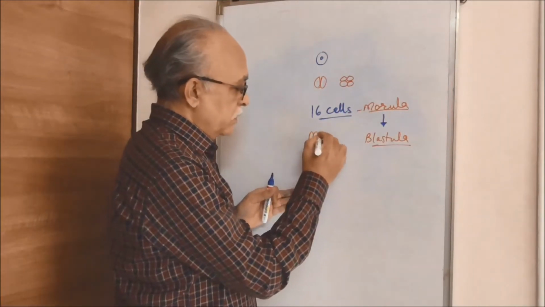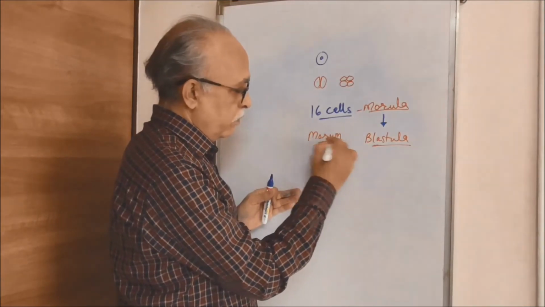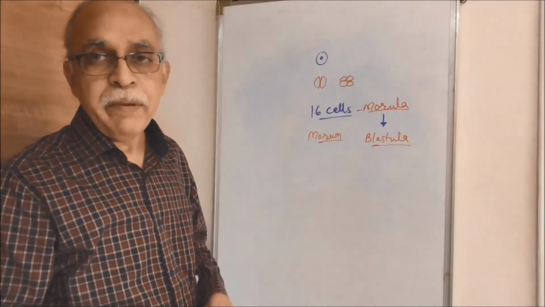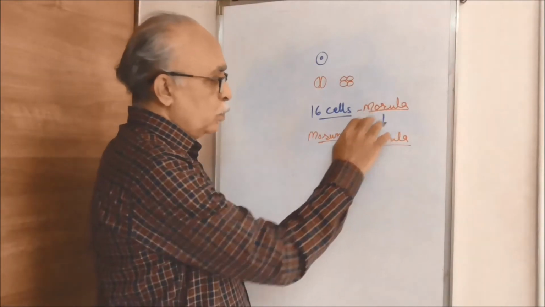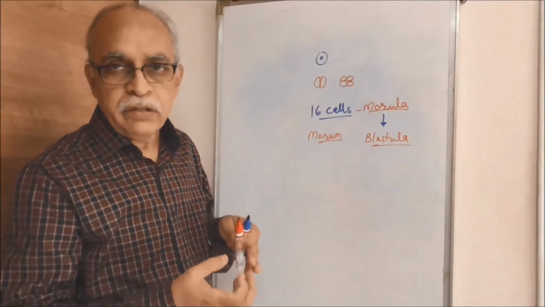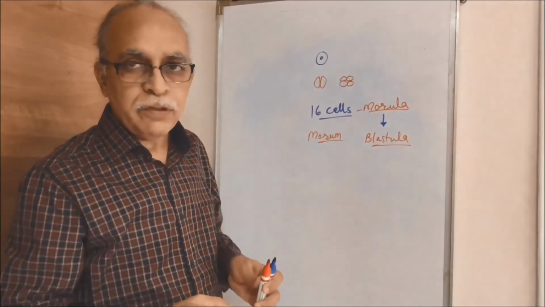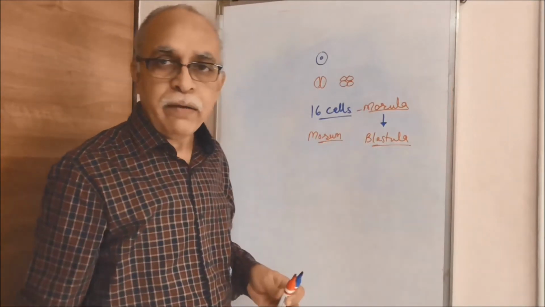Now let's know why it's called morula. Morum is a Latin word that stands for mulberry. So here it has a mulberry-like appearance. All cells almost appear to be similar. That's therefore called morula.